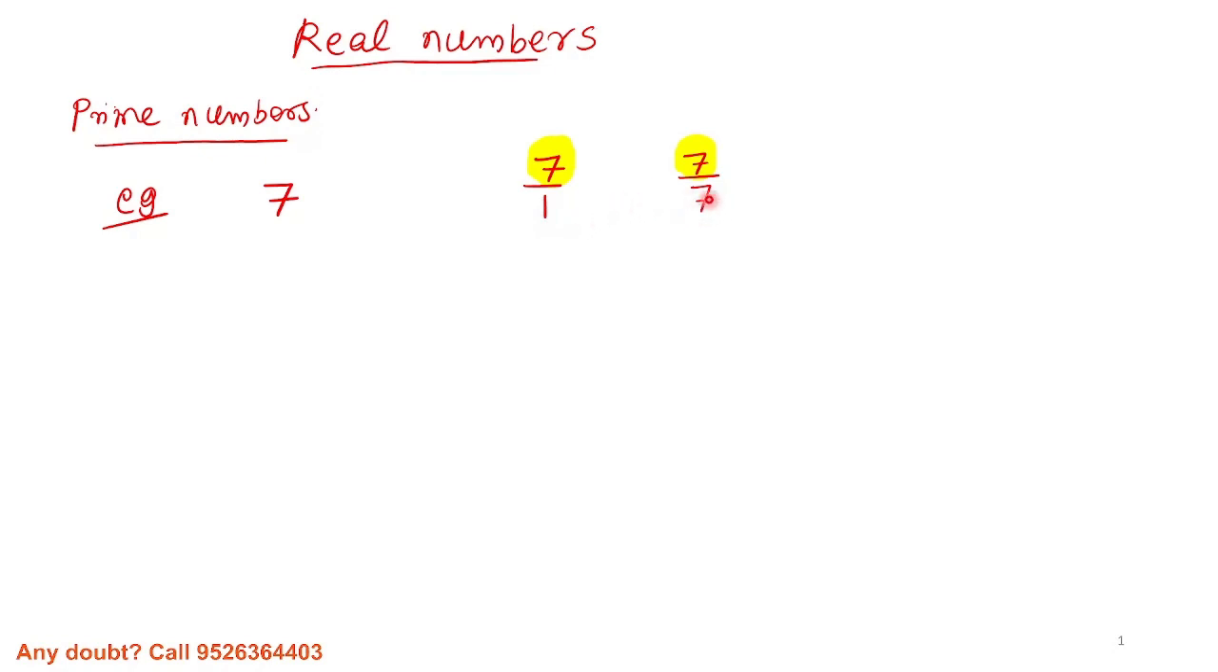No other number. We understood. 7 is divisible by only 1 or 7. Another one is 11. 11 has only two factors. 11 is divisible by 1, so 1 is a factor. 11 is divisible by 11 itself, so 11 is a factor. So 11 has exactly two factors. What are they? 1 and the same number. This type of number, having exactly two factors, 1 and the same number, is said to be a prime number.